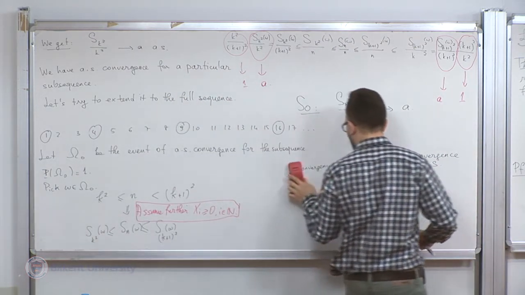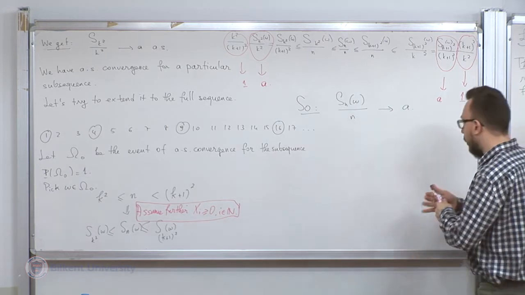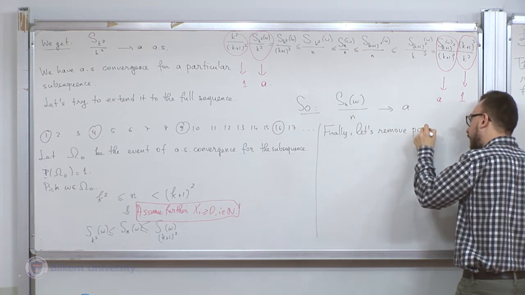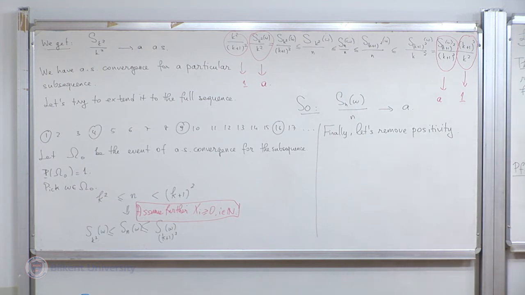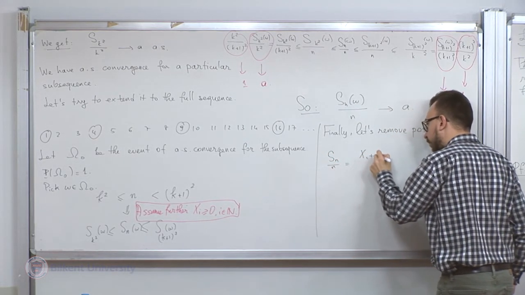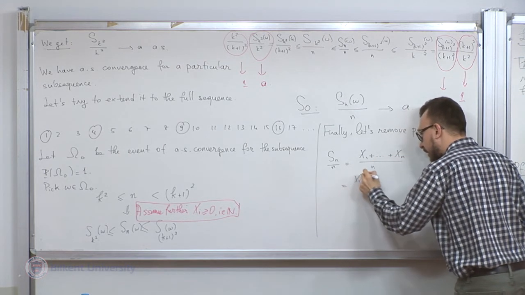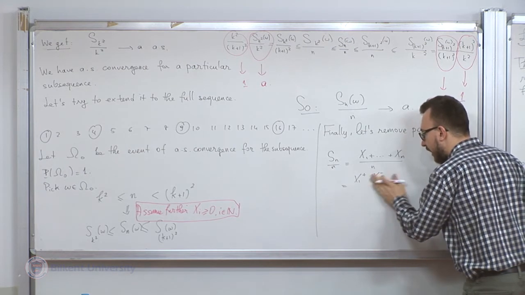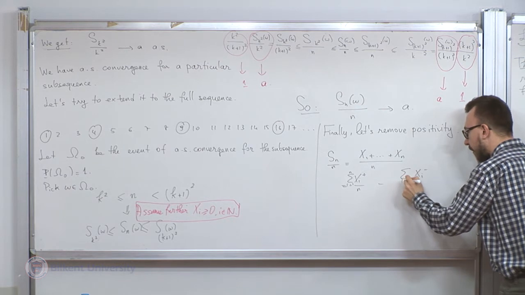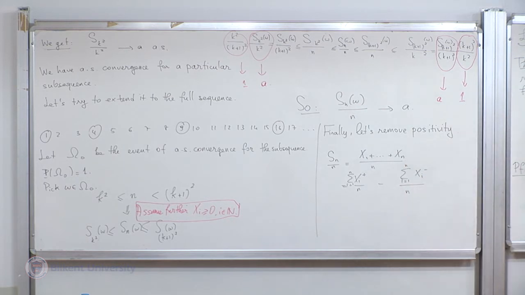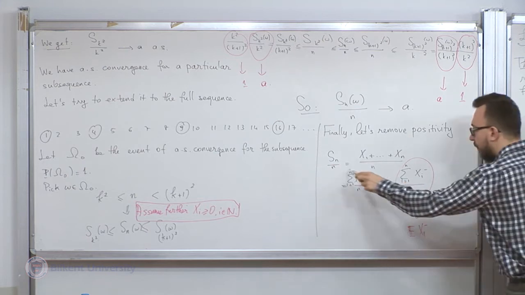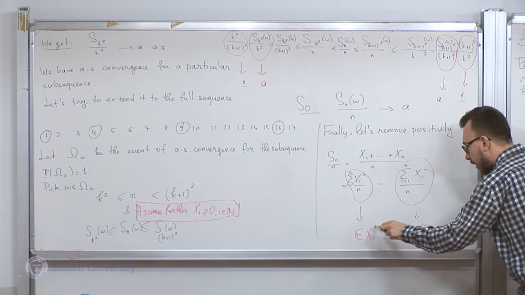All we have to do is to remove the positivity assumption. So finally, let's remove the positivity assumption. Well, what is Sn over n? It is x1 to xn over n. And each xi is xi plus minus xi minus. So I can write it as sum over pluses minus sum over minuses. And since both are positive sequences and still IID, this converges to the expected value of the first term, right?